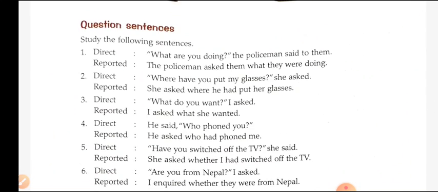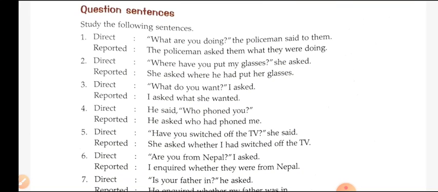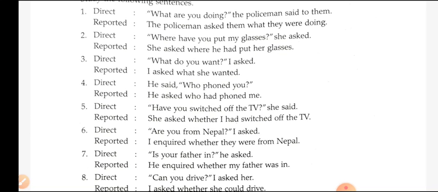Question sentences. Study the following sentences. Direct: "What are you doing?" the policeman said to them. Reported: The policeman asked them what they were doing. Direct: "Where have you put my glasses?" she asked. Reported: She asked where he had put her glasses. Direct: "What do you want?" I asked. Reported: I asked what she wanted. Direct: He said, "Who phoned you?" Reported: He asked who had phoned me.